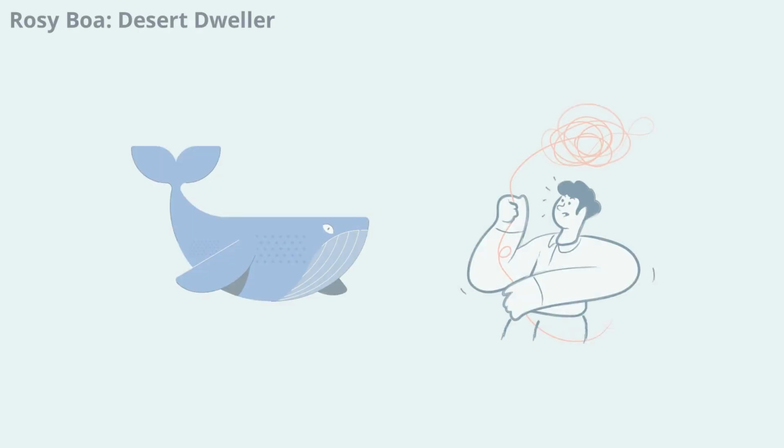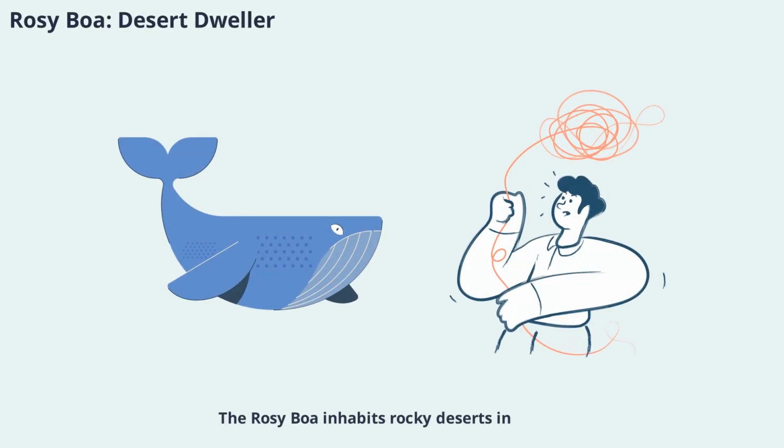Rosy boa inhabits rocky deserts in the southwestern United States and northwest Mexico. Its muted brown coloration blends with the arid landscape, providing camouflage from predators. This species primarily feeds on rodents and is known for its docile nature. The rosy boa's adaptations highlight the diversity of survival strategies among snakes.